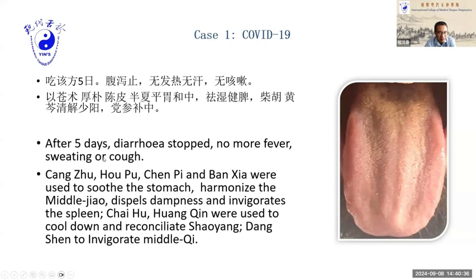After 5 days, the patient's fever has stopped and the diarrhea has stopped. There is no sweating and no cough. So these patients get a quicker recovery.